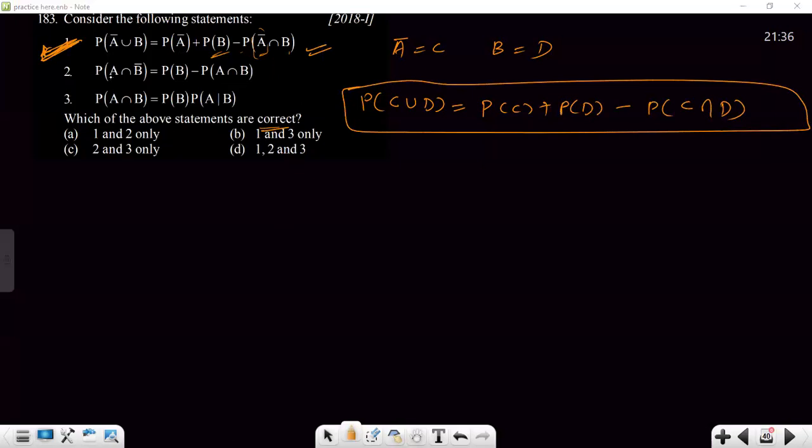Next statement, probability of A intersection B bar is equal to P of B minus P of A intersection B. Okay, so let's draw its Venn diagram to understand.